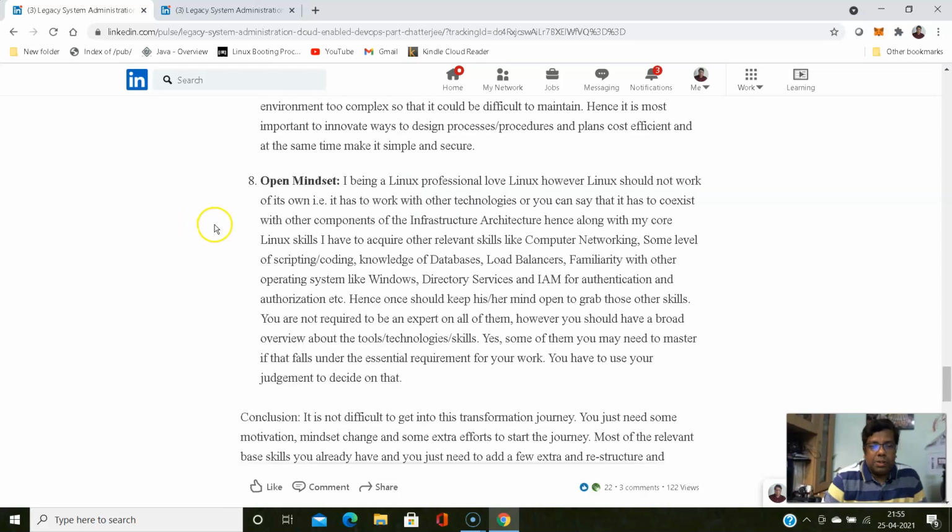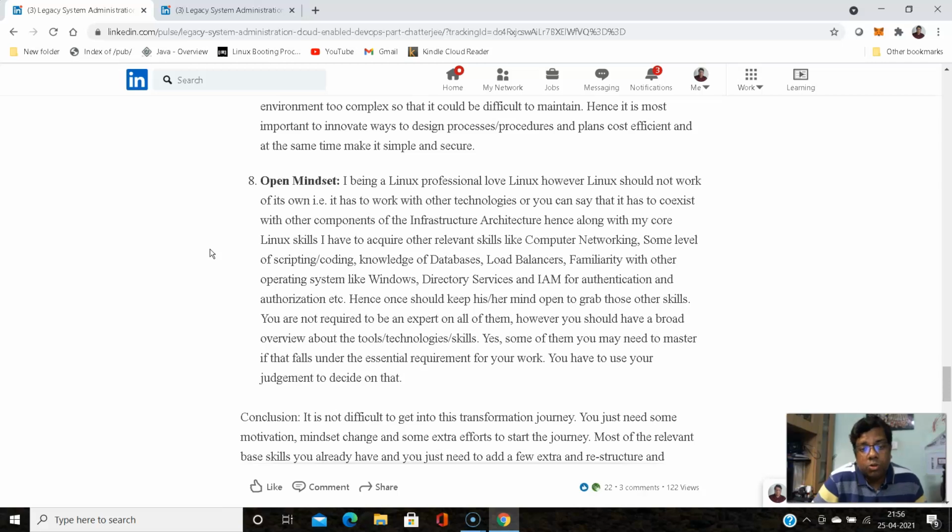Then you should have an open mindset. Let's take an example, being a Linux professional. I love Linux because I have been working on Linux for quite a long time, but it does not mean that Linux works on its own. It has to work with other technologies, or you can say that it has to coexist with other components of the infrastructure architecture.